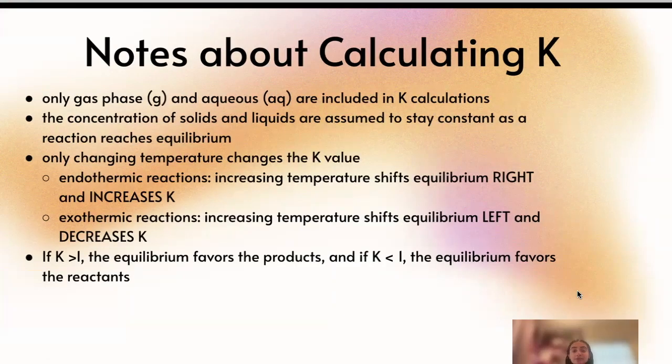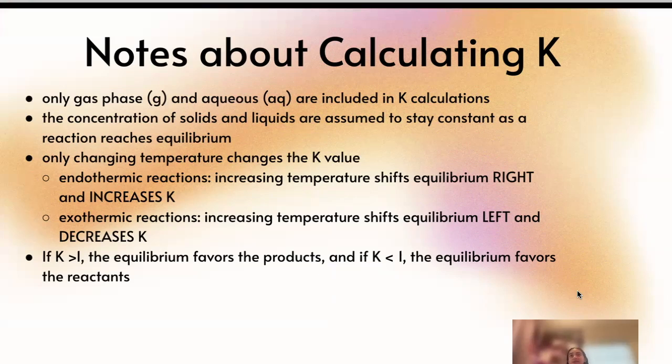Okay, so there are a couple notes about calculating K. You will often be given the states in the reactions you're calculating K for. So it's important that we only include gas phase and aqueous phase chemicals in the K calculations. You don't include solids and liquids because the concentration of those is pretty much constant as the reaction continues to equilibrium. So they don't contribute to the change in the reaction constant.